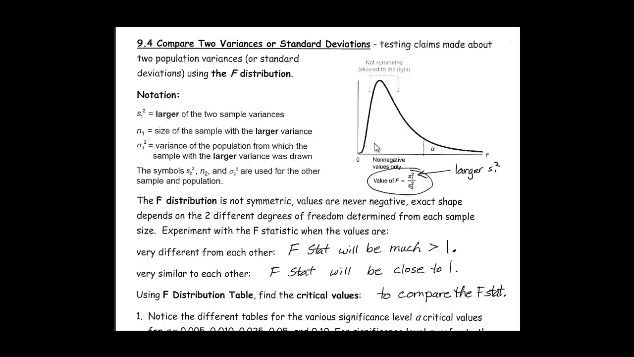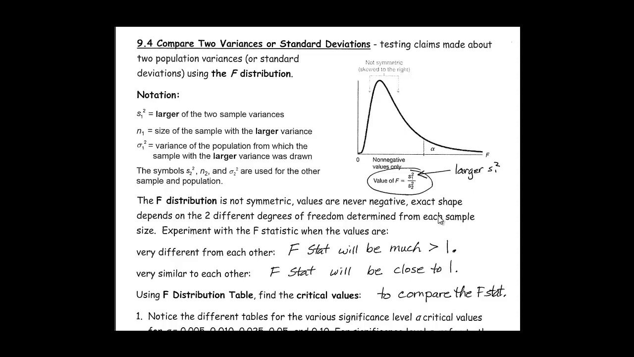One thing, looking at this F distribution, it looks a lot like the chi-square distribution in that it is not symmetrical. The values of the F distribution are non-negative, or always positive. The exact shape of this is going to be dependent upon the sample sizes of the two different samples that we are comparing. But definitely it's going to be right skewed.